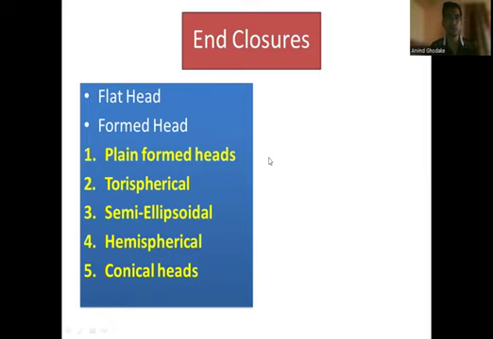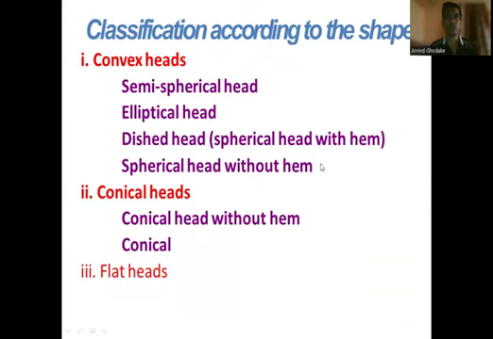The types of enclosures are plain formed heads, torispherical heads, semi-elliptical heads, hemispherical heads, conical heads, etc. According to the shape, the enclosures are classified as convex heads, in that semi-spherical head, elliptical head, dish head, that is a spherical head with hem, then spherical head without hem. Then in conical heads, the conical head without hem and conical head. Then the third one is a flat head.